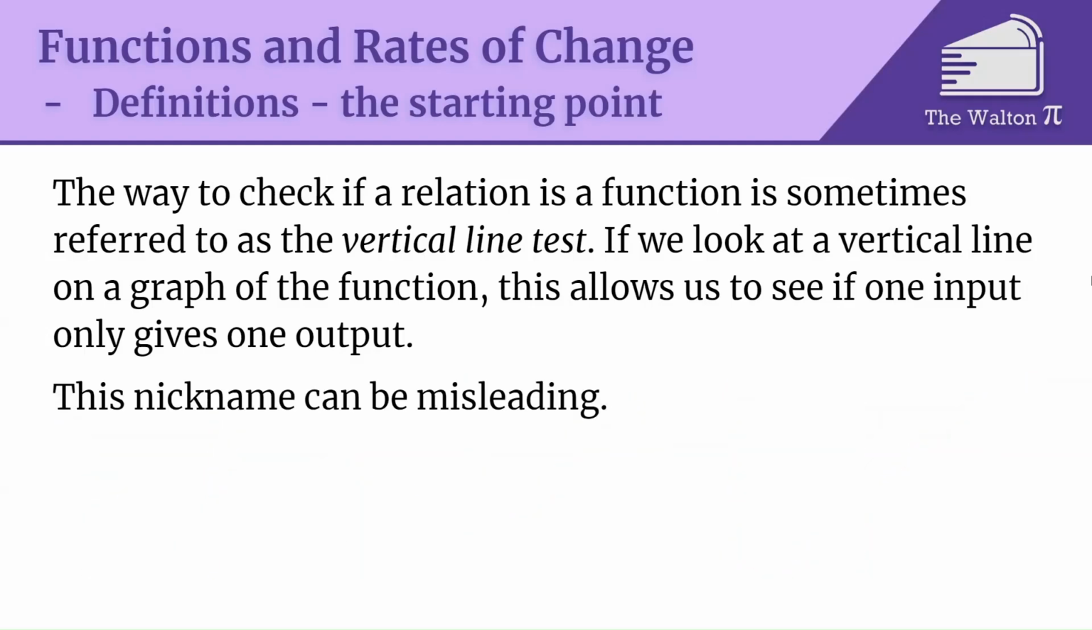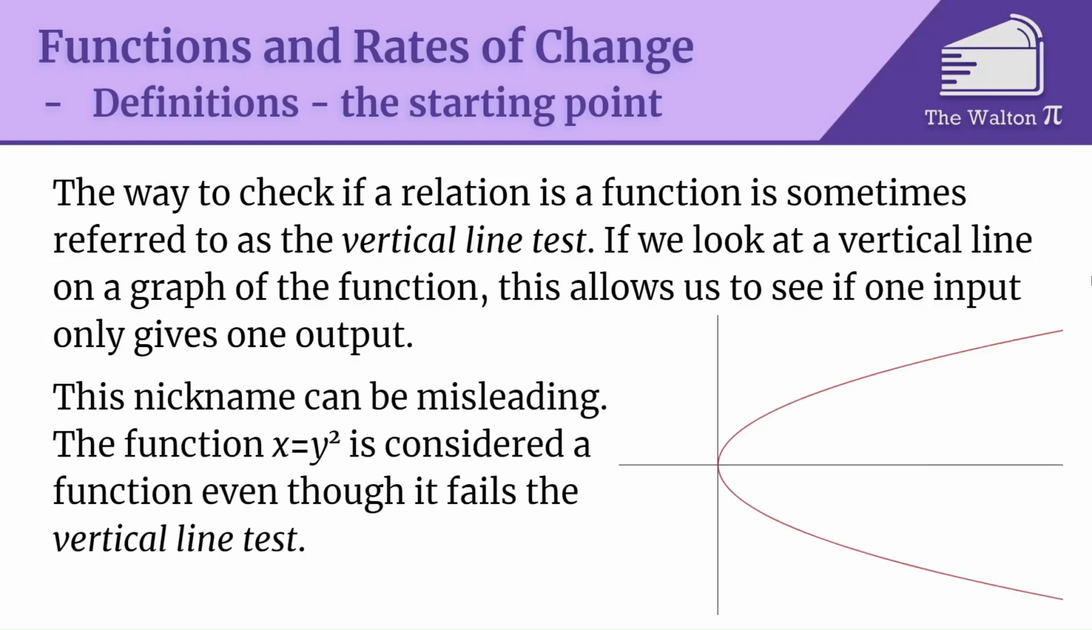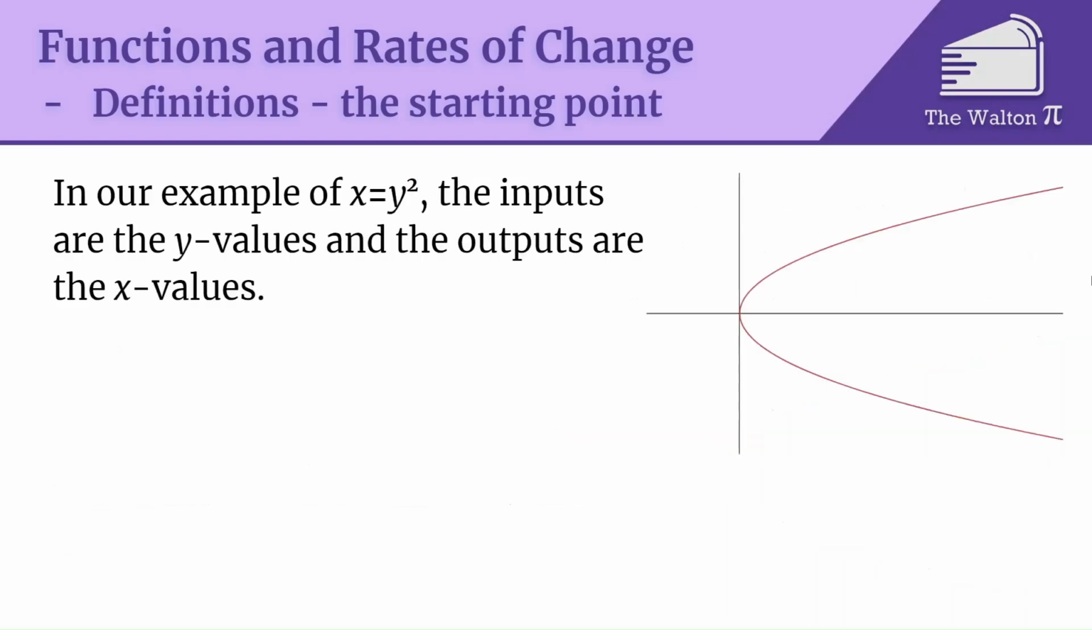Now this nickname can be a little bit misleading. For example, the function x equals y squared is considered a function even though it fails the vertical line test. In our example here, the inputs are going to be our y values and our outputs are the x values. That means in place of the quote vertical line test, because our inputs are the y values, we need to have it so that our inputs correspond to exactly one output. So here we would need a quote horizontal line test.